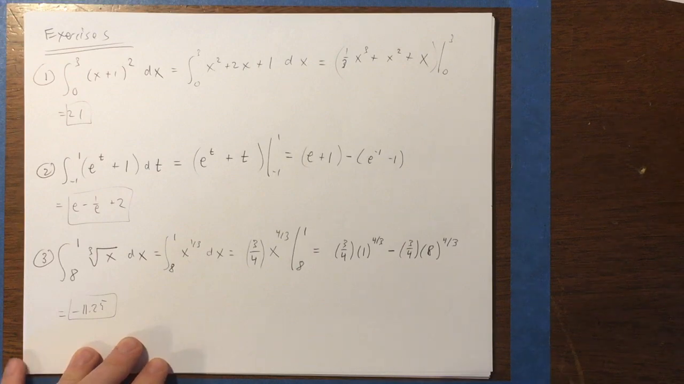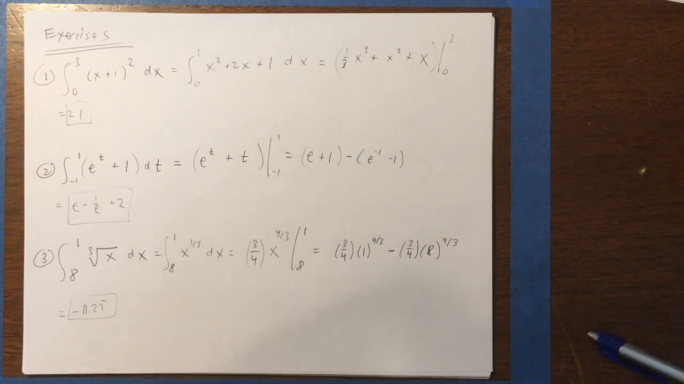And that's that one. So there are some examples. This is just basic applications of the fundamental theorem by finding antiderivatives and then evaluating at the endpoints and doing a difference.